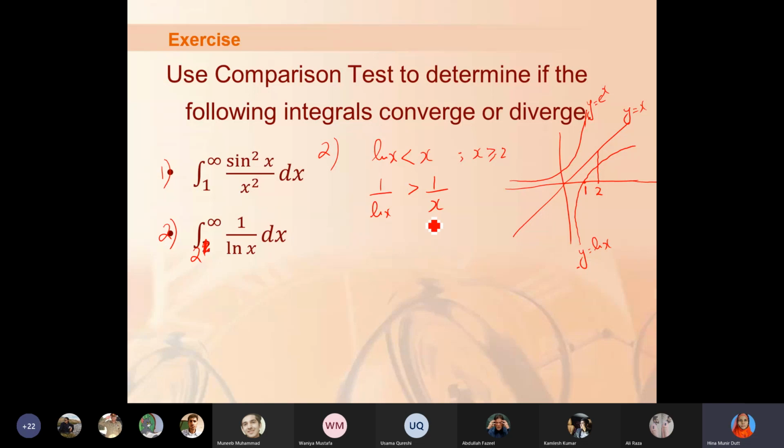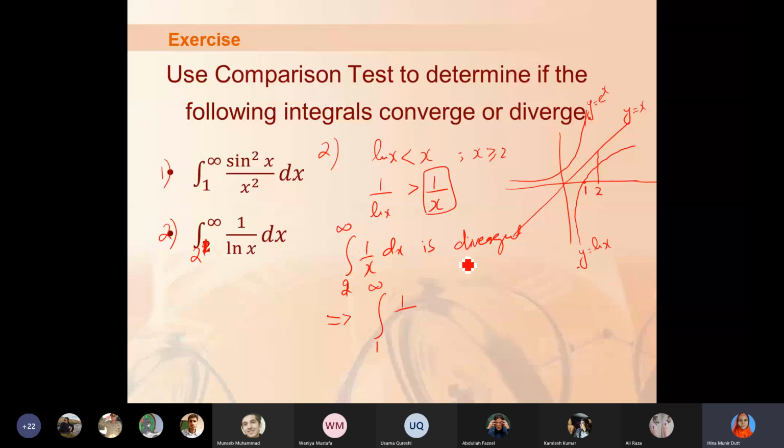Okay, 1 over ln of x is greater than 1 over x. So by again using the result, is the integral of 1 over x dx convergent or divergent? Divergent. So the integral of my bottom function is divergent. So this implies that from 2 to infinity, sorry, this is 2 to infinity. Because if from 1 to infinity this integral is divergent, from 2 to infinity it is also divergent. So the integral from 1 to infinity of 1 over ln of x is also divergent, right?